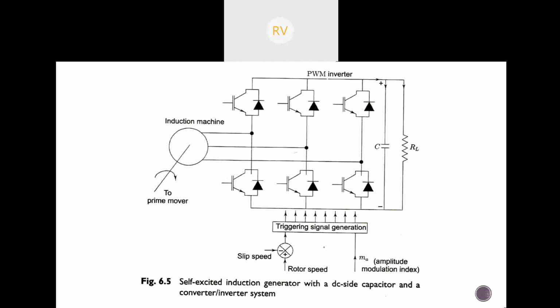Here the triggering signal generation helps us understand the difference between the slip speed and the rotor speed, and then gives the appropriate triggering to the appropriate devices. Here we also have another parameter called the modulation index, which we have already seen in the previous chapter. It is an index for the inverters and helps us understand how the amplitude modulation is being done.